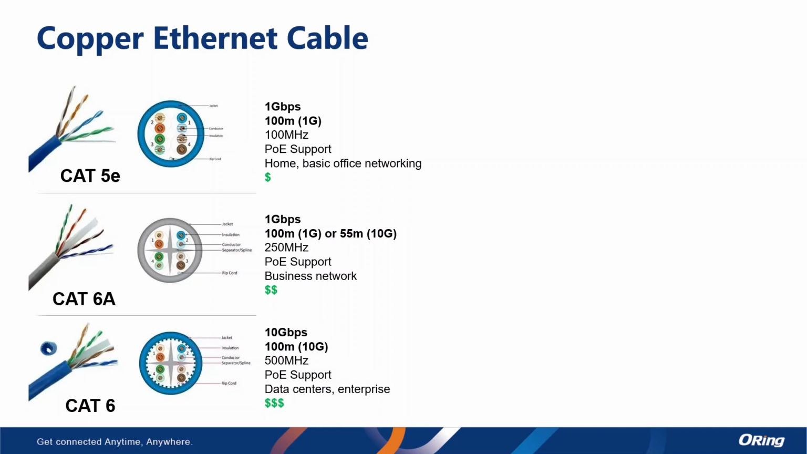We have category 5E, category 6A, and category 6. For category 5E, it can carry up to 1 GB, 400 meter. It can also carry 1G. It has PoE support and it will be suitable for the home or basic office networking.